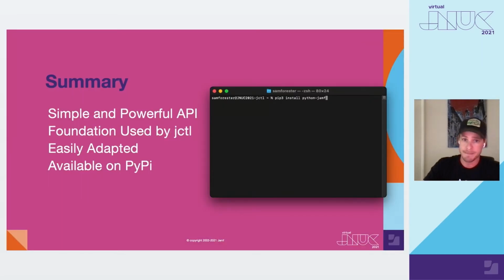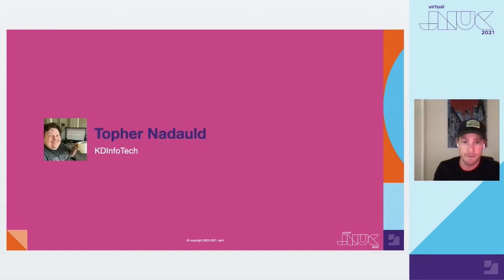So again, just to reiterate everything we covered, I really wanted to focus on making the API as simple as possible. It is the fundamental and foundational tool used by Jctl. It can be very easily adapted to meet your own needs. And as Richard mentioned, it is on the Python package index, PyPI. So feel free to go through and install it for yourself and try it out. Next, we'll be handing the floor over to Topher, and he'll go through a little bit more about Jctl itself.